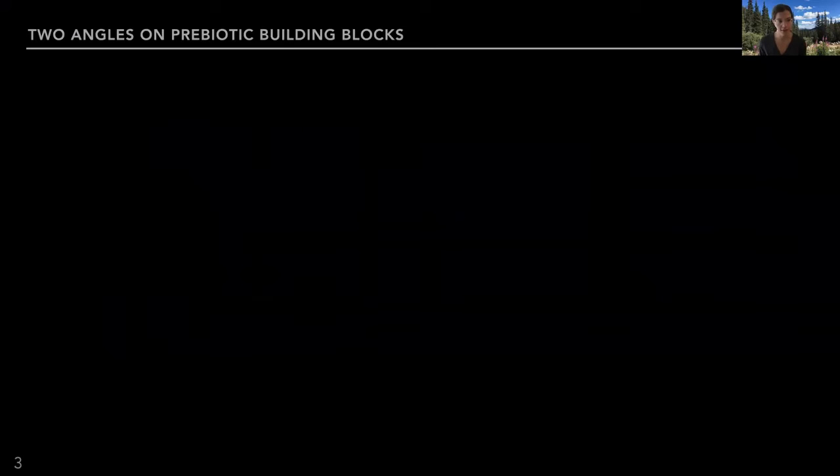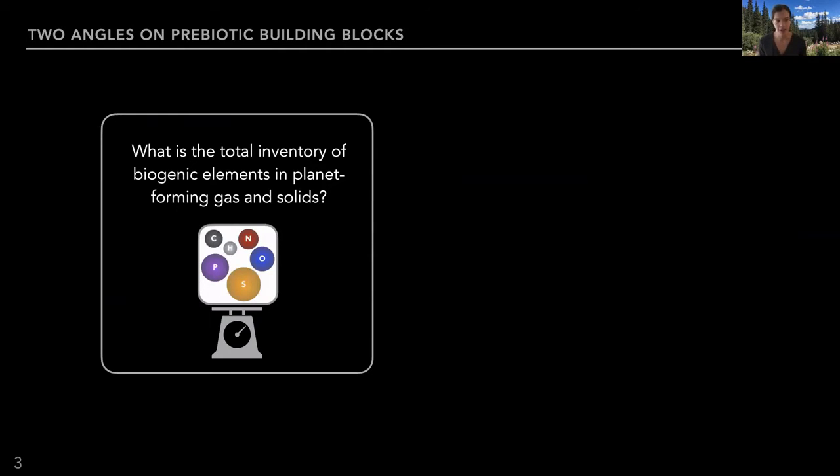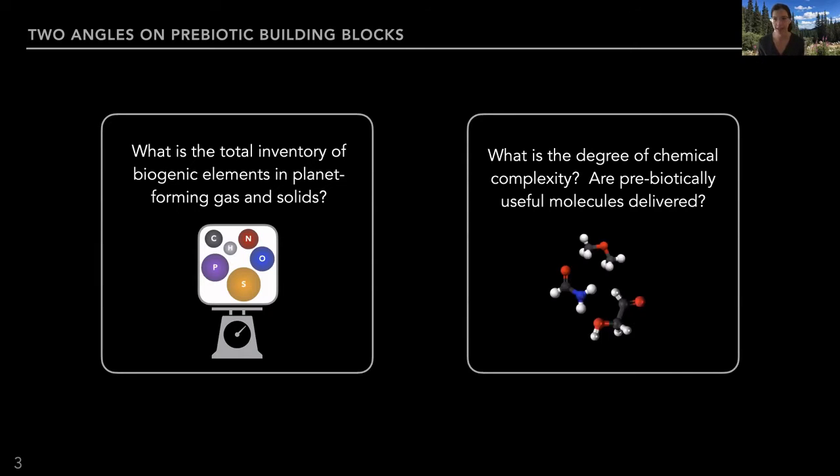So when I talk about the delivery of prebiotic building blocks, there are 2 angles that we can take in thinking about this. The first is to try to understand the total inventory of biogenic elements in planet-forming gas and solids. So just what is the total reservoir of these different elements that's available? The second approach is to try to understand the form that these elements are delivered in. So what is the degree of chemical complexity that's being delivered to planet-forming material? And are any prebiotically useful molecules actually delivered already prior to the planet formation stage?